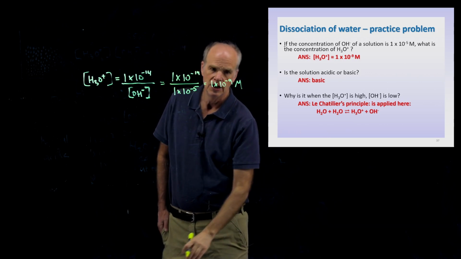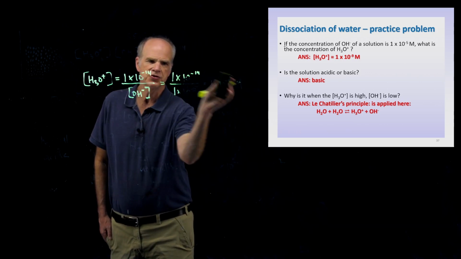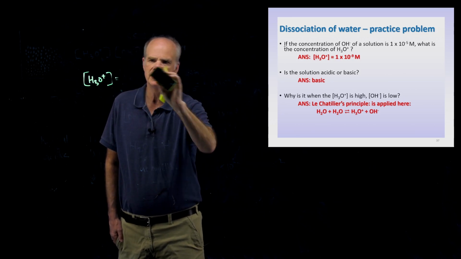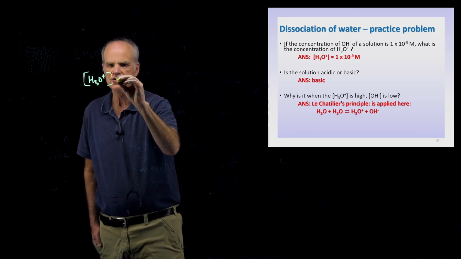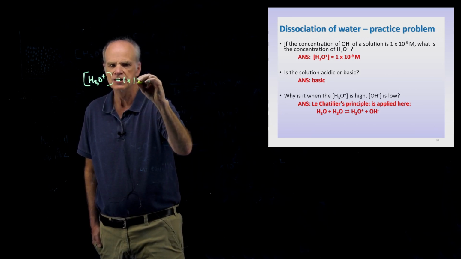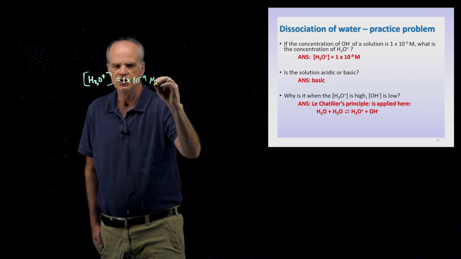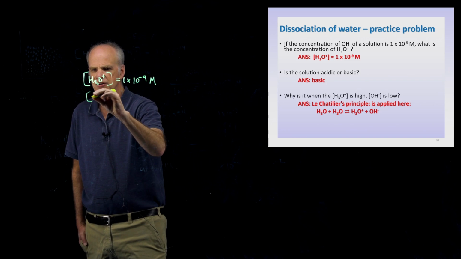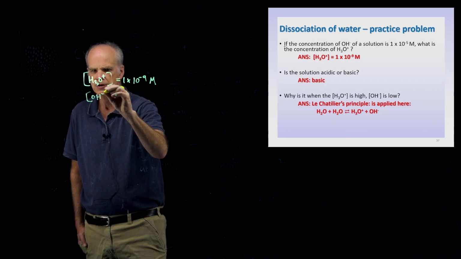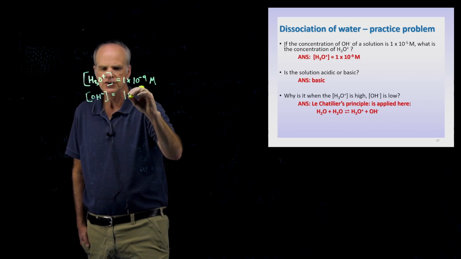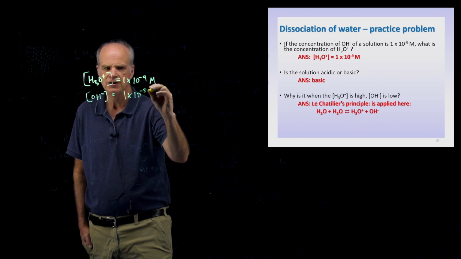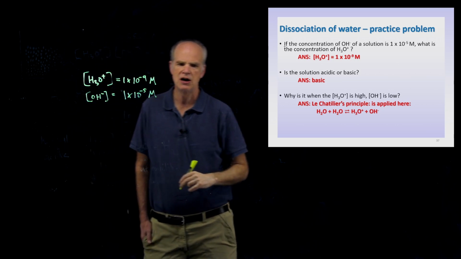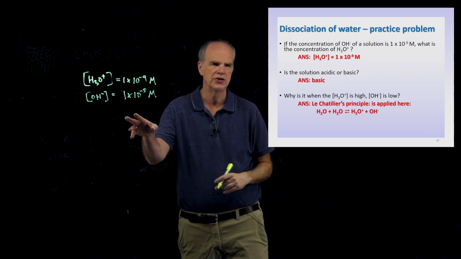Okay, so I'm going to erase this and write it over here: 1 times 10 to the negative 9 molar, a molar concentration. Hydroxide was given to us, which is 1 times 10 to the negative 5 molar. Now we have to figure out whether this solution is acidic or basic.